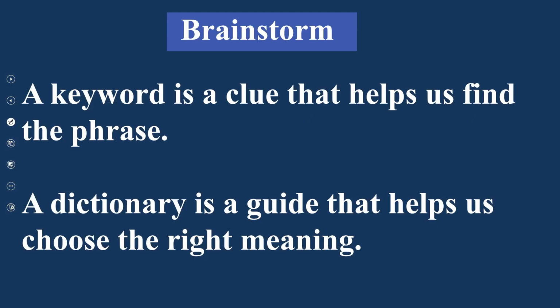Now, this is brainstorming. Brainstorming is a very useful activity to be connected with our current topic. A keyword is a clue. Basically, a keyword is a clue that helps us find the phrase. If we want to find the phrase, first of all, we have to look at the clue, and the clue is in the form of a keyword. Our dictionary is a guide that helps us choose the right meaning. So, this is the brainstorming activity.